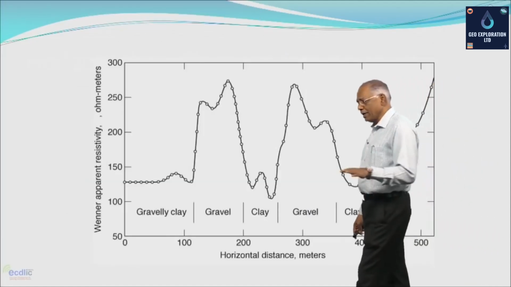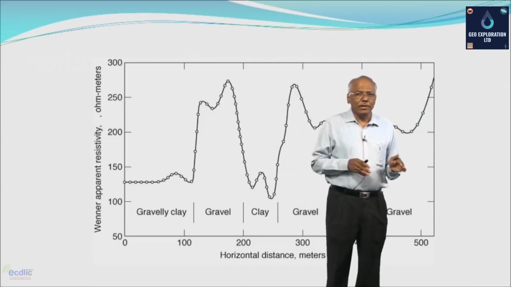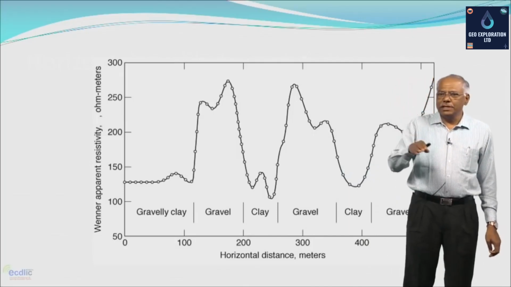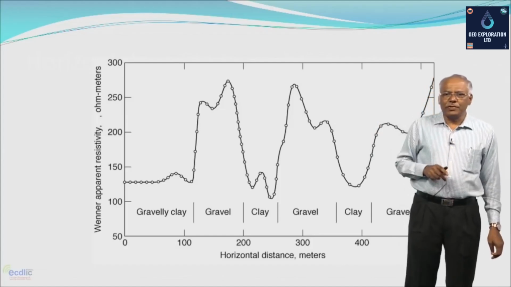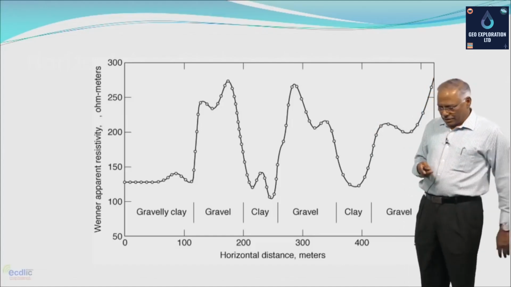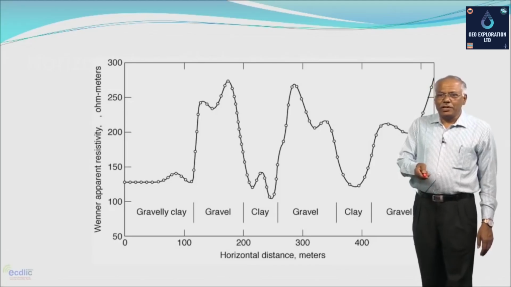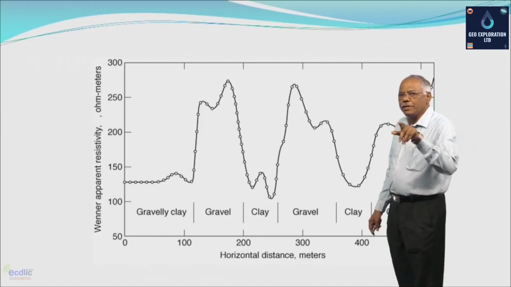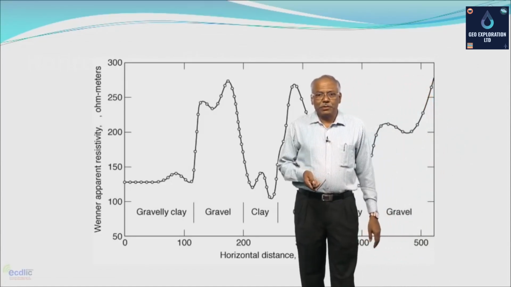Once you have the profiling done, so that you have the grid pattern or any other pattern by which you can measure, along the profile you can see the horizontal distance and the Wenner apparent resistivity graph which is actually made here. What you can see is the resistivity response, which is apparent resistivity. For different types of lithologies, there is a difference in the apparent resistivity which is actually seen in this particular graph.